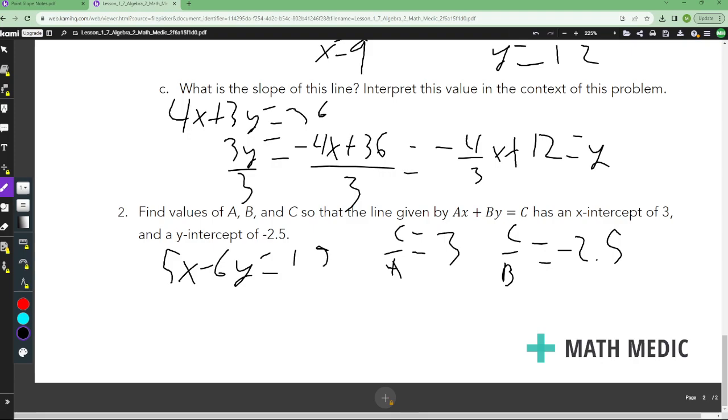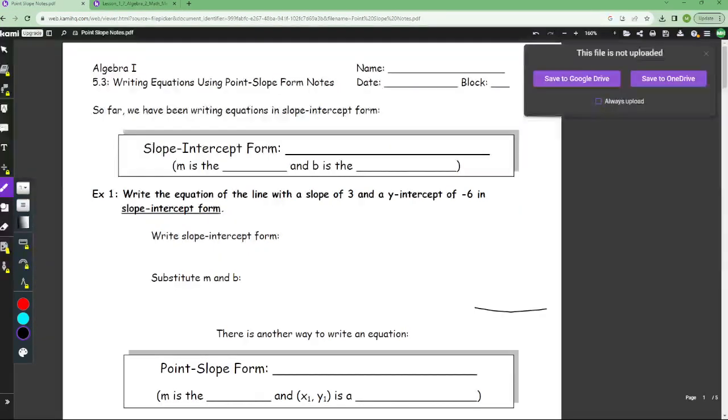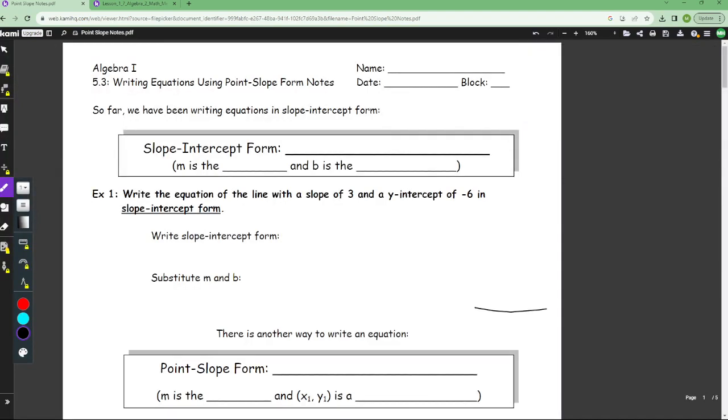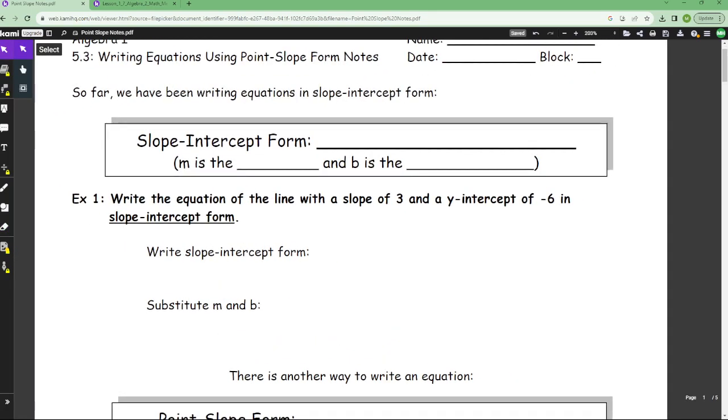All right. Let's go ahead and look at the point slope. Point slope is used much more often. Okay. So we're going to do some proper notes on this. So I'll go ahead and zoom in here.